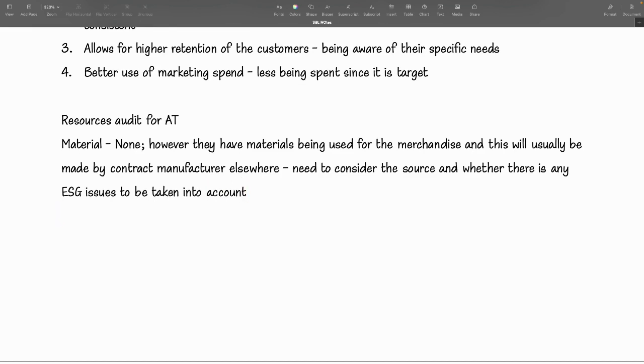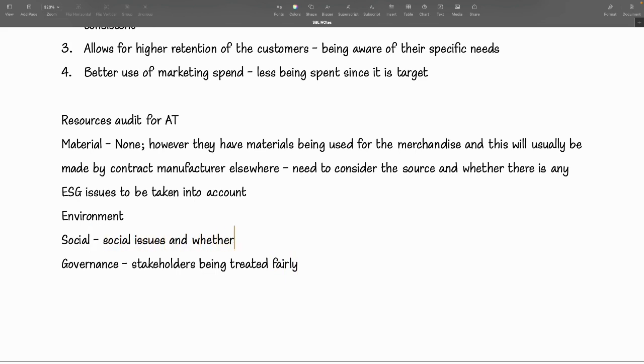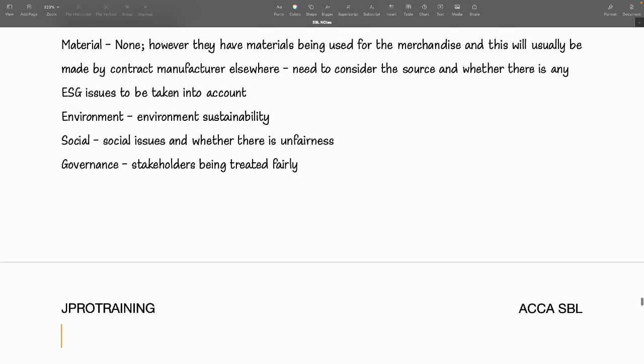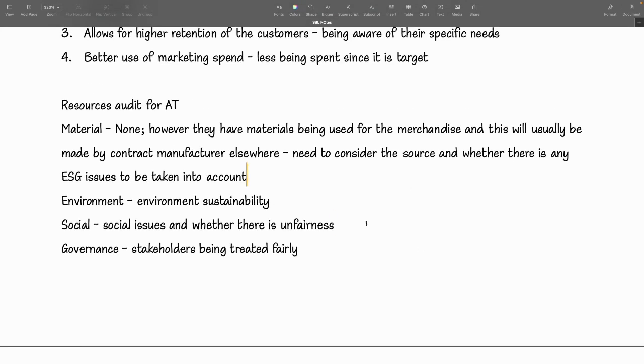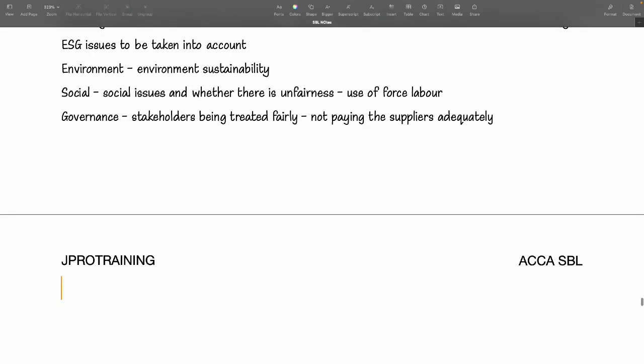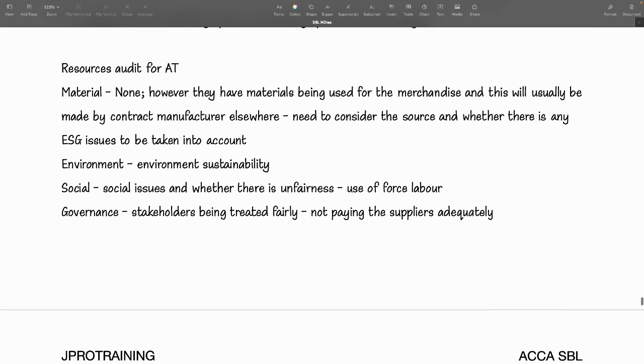Guys, I want you to be clear. So when you talk about the material, you may have to talk about ESG, see whether there are any problems. And this one could be use of, so you have to be careful. It could be an ESG issue for the material.